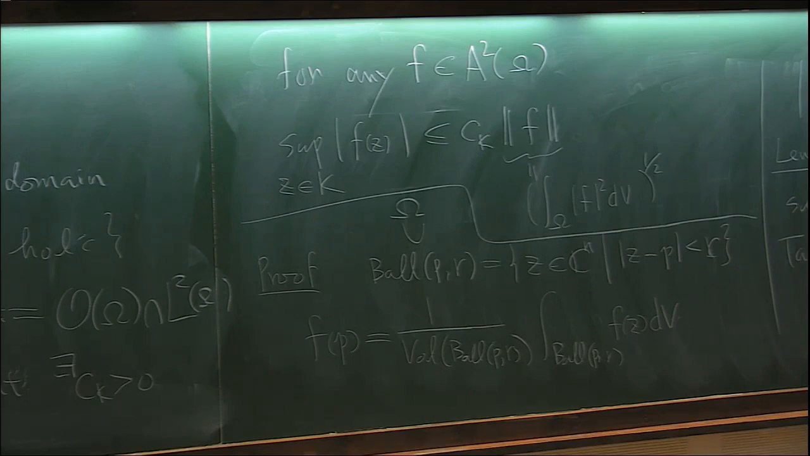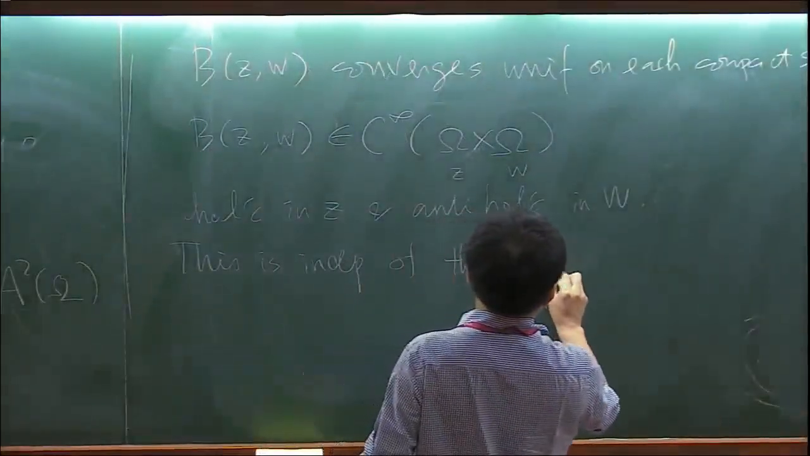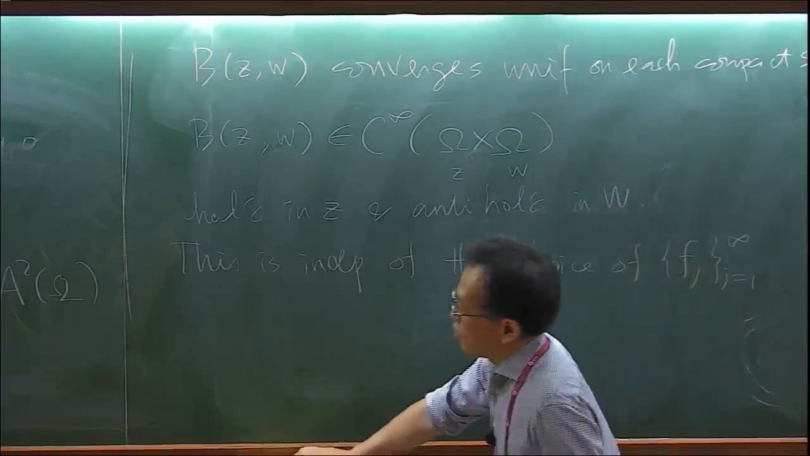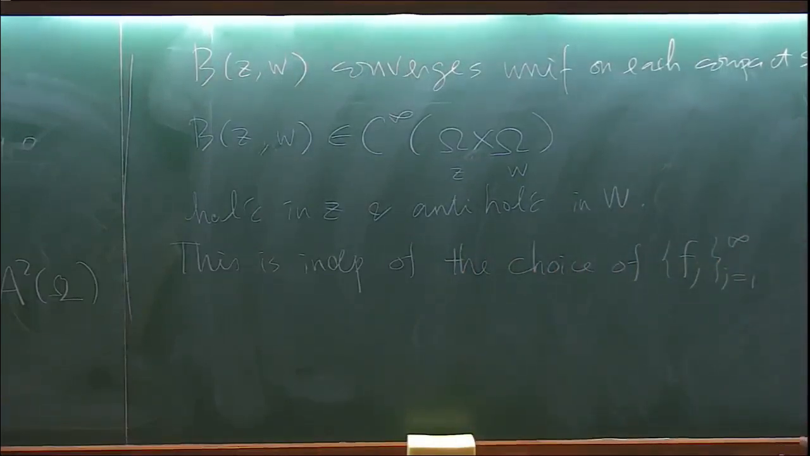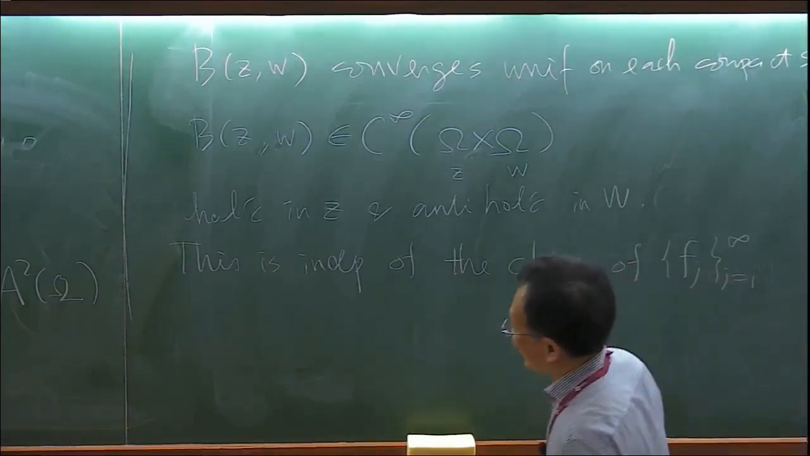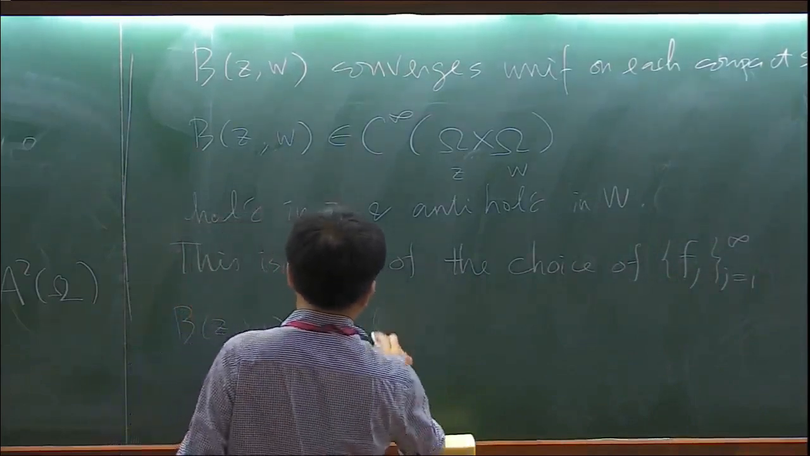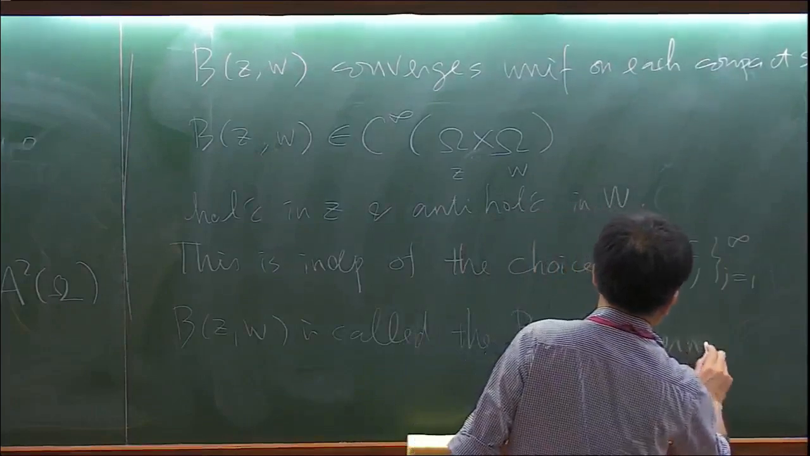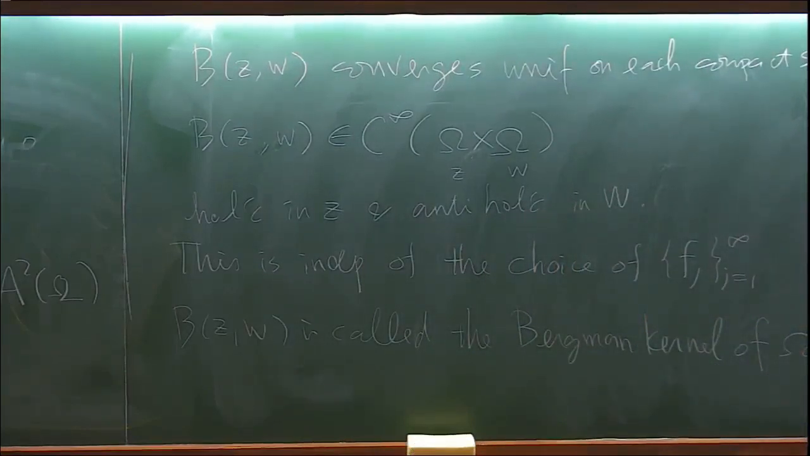Also, this is independent of the choice of F_j. So take any complete orthonormal system, the sum is the same. This can be checked by using another characterization of the Bergman kernel using a sup over L2 functions, or it's a standard fact. Okay. So this B(z,w) is called the Bergman kernel of omega. So this is the definition. The definition is simple.